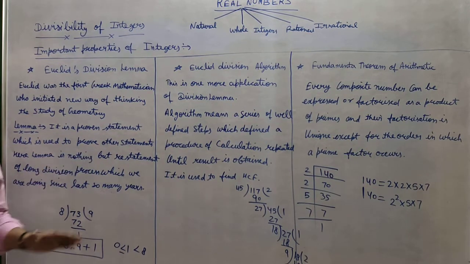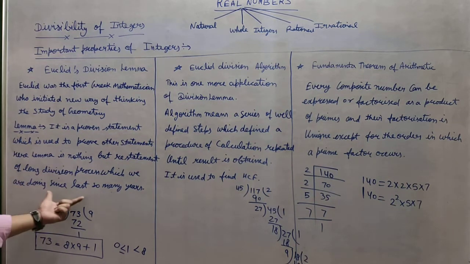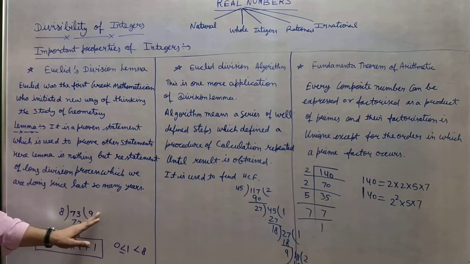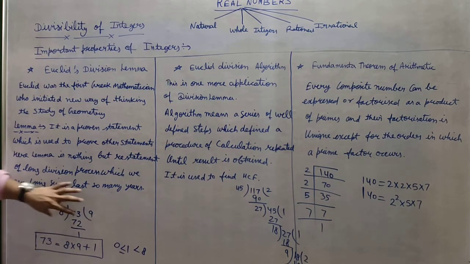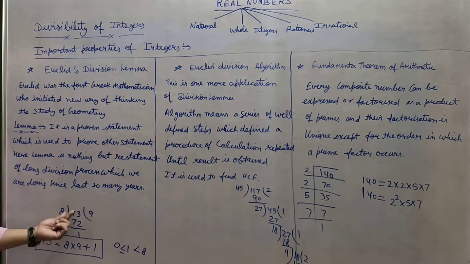Which type of lemma have we used here? They have used the restatement of the long division process which we have been doing for so many years. If you look at Vedic mathematics, we are using this particular lemma. For example, 73 divided by 8, we will get quotient 9 and remainder 1. If I derive this expression in this form, and you want to verify whether this division is correct or not, what will you do? First of all, you will multiply 9 and 8 together.